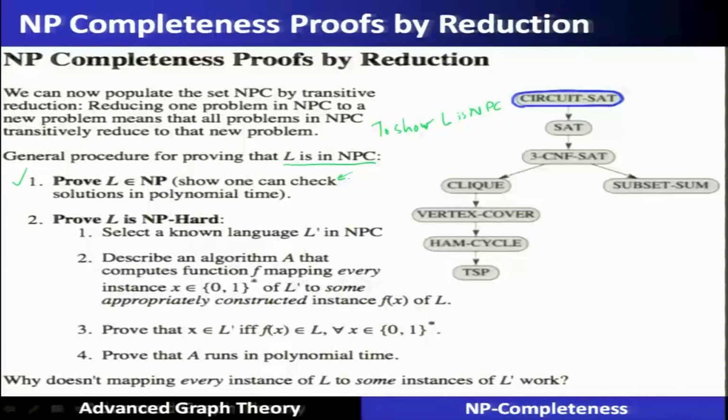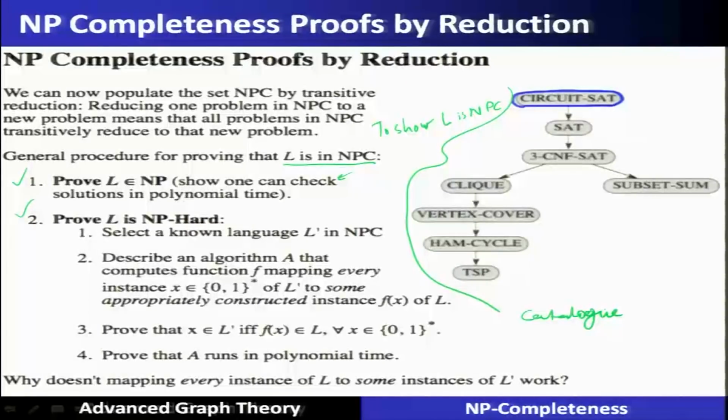The second step for proving NP completeness is that we have to prove that the problem L is NP hard. For that we have to select a known problem. So, we require a catalog of different NP complete problems.